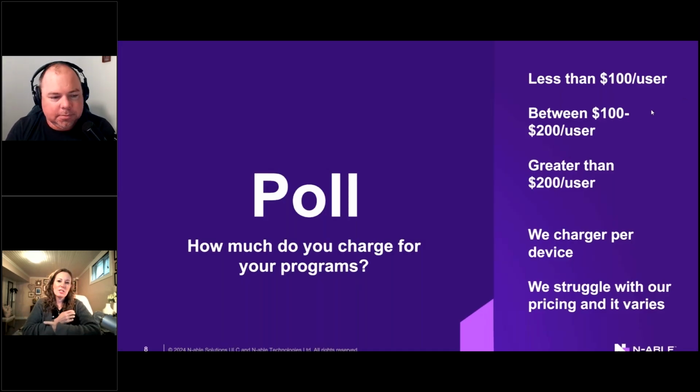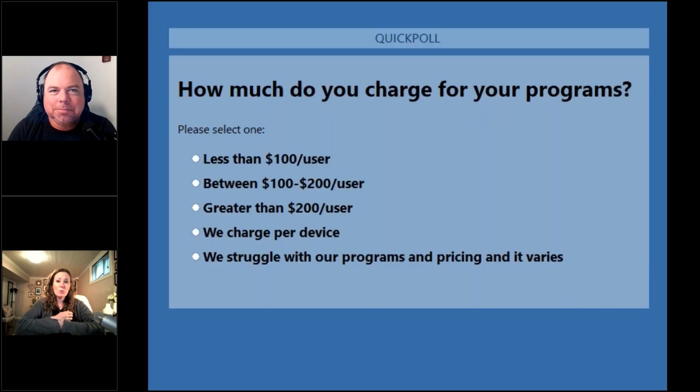And then the second poll is, for those that are charging per user, what's your per user price? Is it less than $100 a user? Are we between $100 and $200 a user? Are we greater than $200 a user? I did throw in we charge per device, or we struggle with our programs and pricing, and it varies. So a little bit of a repeat from the previous poll, but just for those per user, I'm curious what you're charging. And if you use both a per user and a device price, because we hear that more often than not, just give us a range of where you are on the per user.